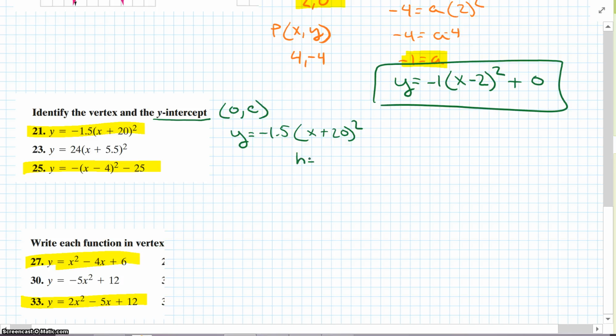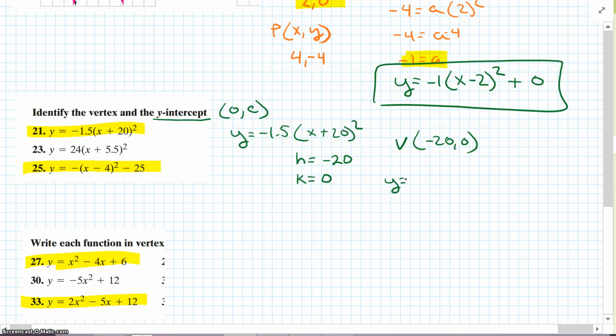Well, this is vertex form. My h is negative 20 and my k is 0. So the vertex is (negative 20, 0). So how do we find the y-intercept? Easy. We just plug this equation in, make x 0.